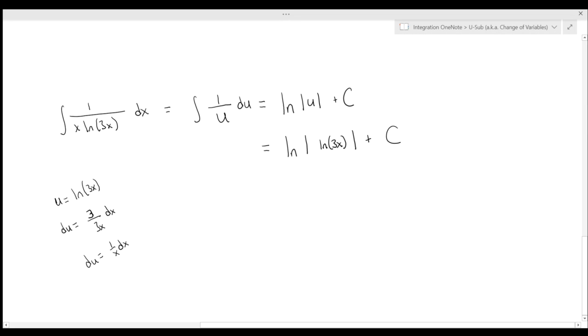Okay. So when you're integrating a 1 over u or 1 over x, you'll pick up a natural log with an absolute value. But if you started with a natural log in your problem and you're choosing that to be u for u sub, you don't need to add absolute value onto it later.